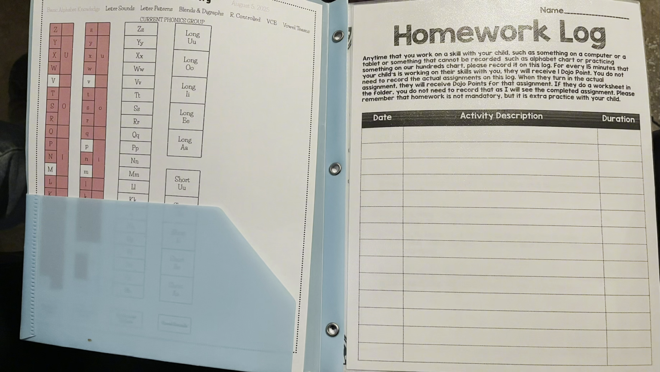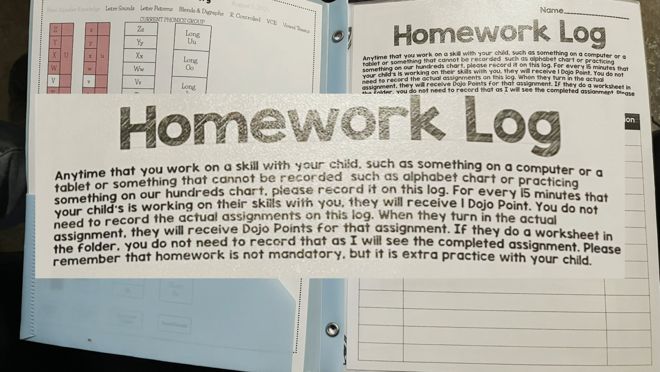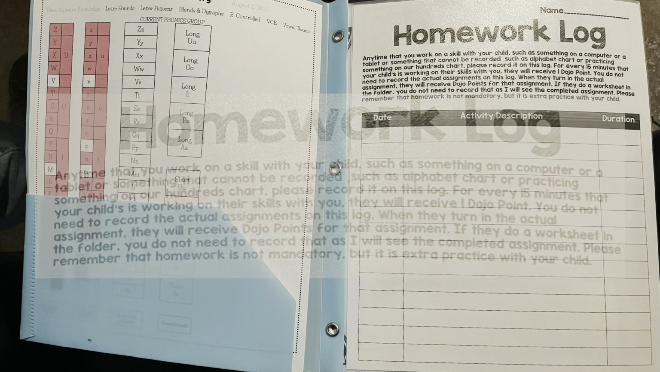To the right here is the homework log. This is where you're going to record anything that is not here in the folder. So if your child is playing any kind of educational computer games, or if you do anything like read books, any kind of oral learning, this is where you'll record it. They will receive 1 point for every 15 minutes of anything that you put on this log.